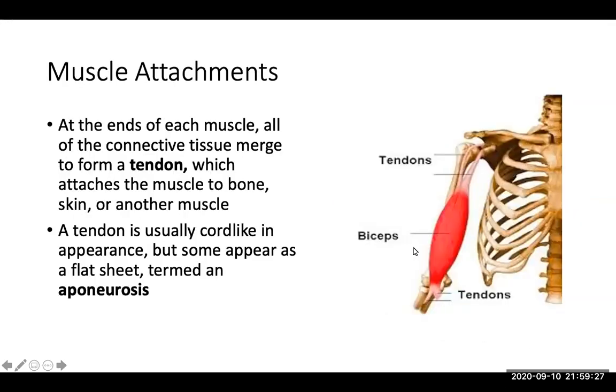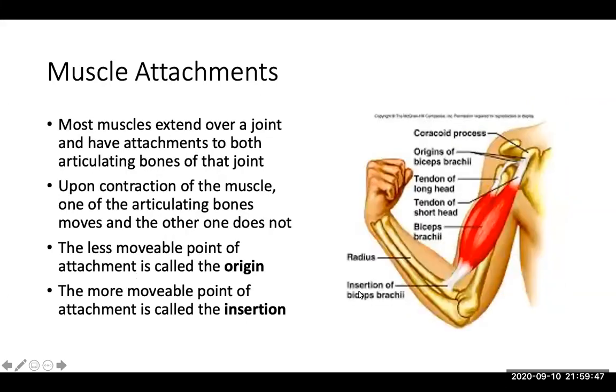Muscle attachments: at the ends of each muscle, all of the connective tissues merge to form a tendon, which will attach the muscle to a bone, skin, or another muscle. A tendon is usually cord-like in appearance, as is shown here, but sometimes it can spread out and become a flat sheet, which we call an aponeurosis.